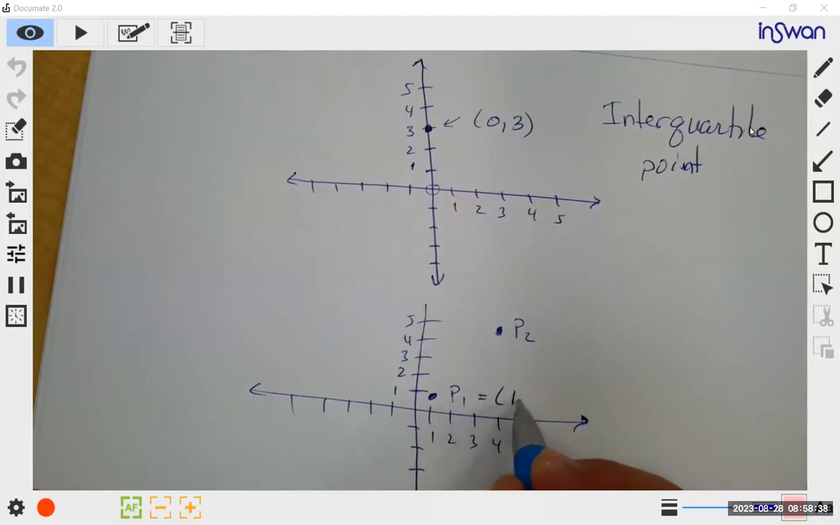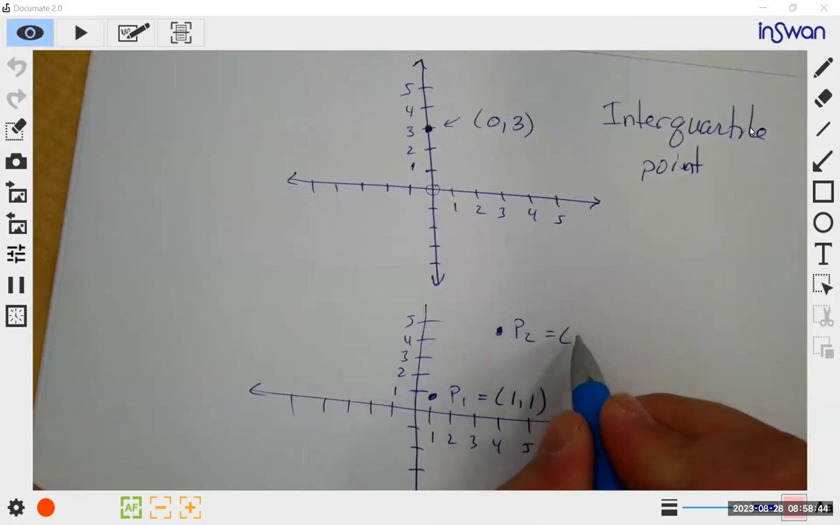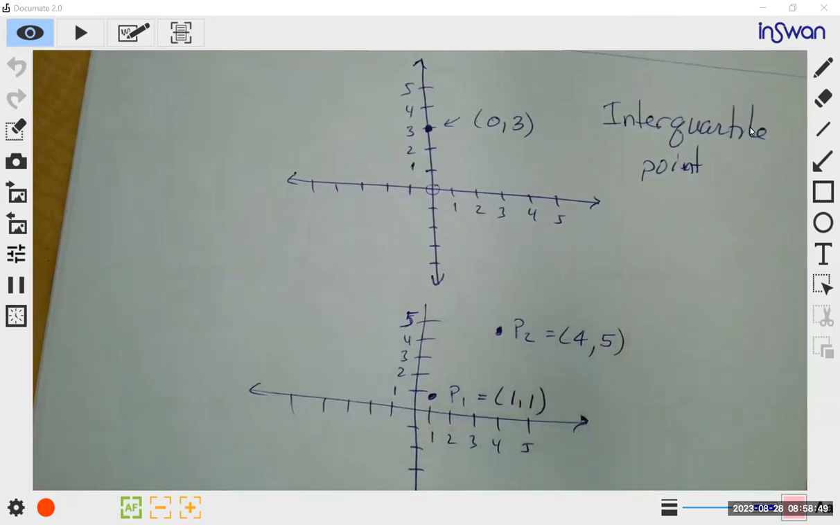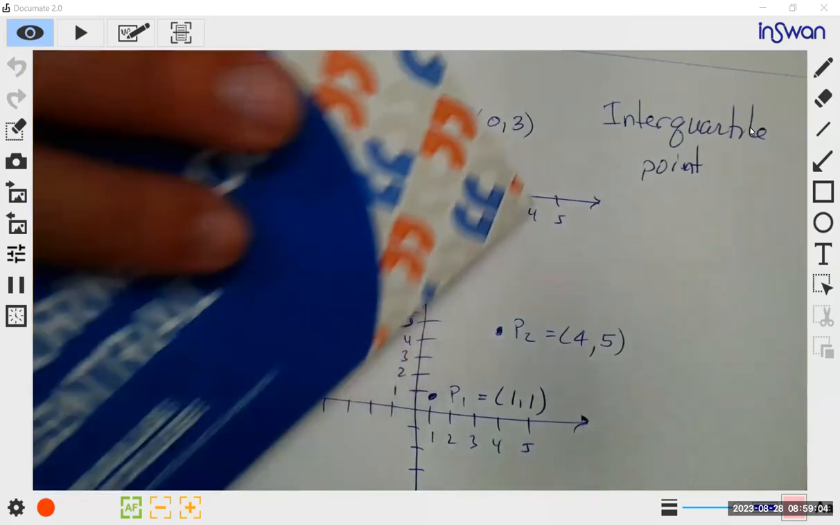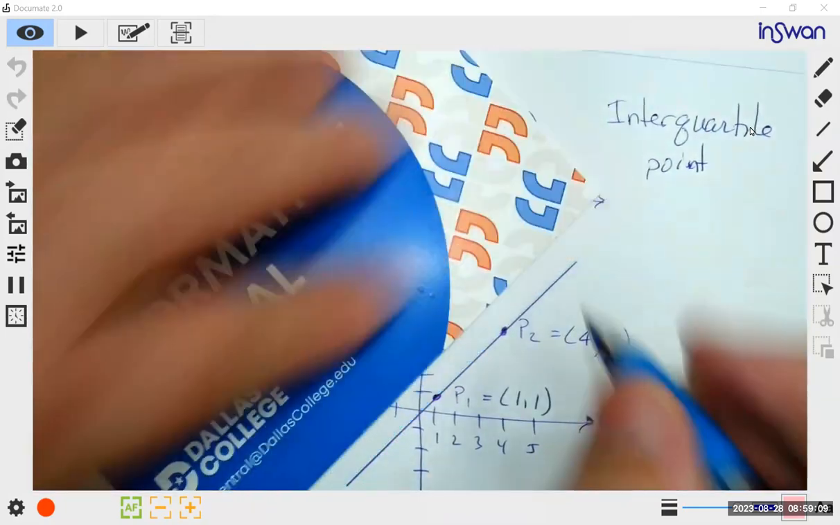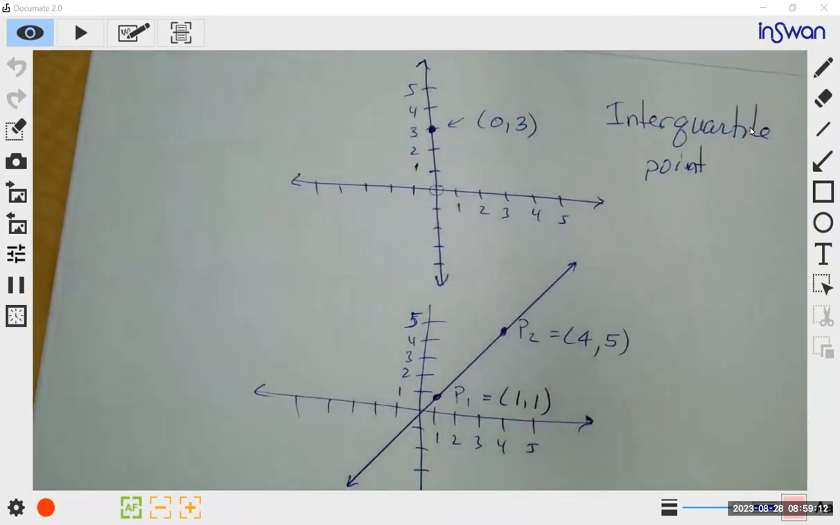So the first one, the location is 1, 1. And the second? Yeah, it's my horrible 5, 4, 5. Whenever you have 2 points, you can now do a lot. We can do what? Once we have two dots, we can connect them. We can create a line.